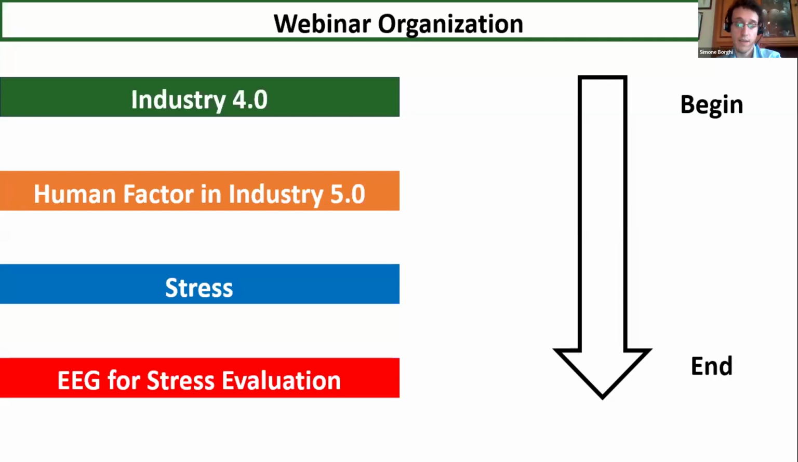Finally, in the main part of the webinar, we will explore the use of EEG technology in stress evaluation and possible strategies for using brain signals for statistical analysis, and possible machine and deep learning techniques in stress evaluation, as well as possible data labeling strategies.